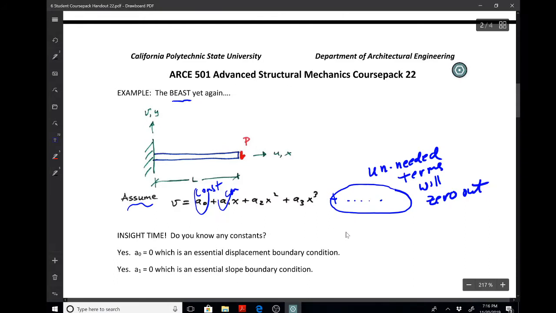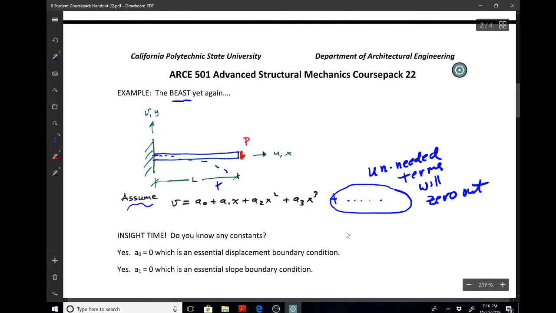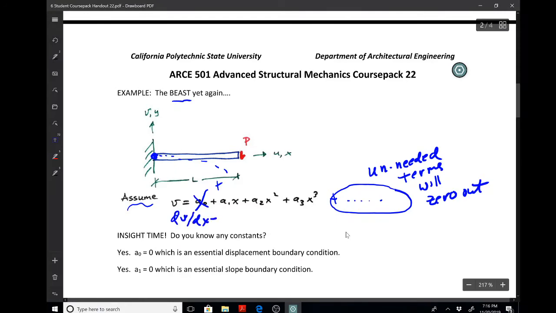In this example here, I gave you 4 constants. Do you know any of them? I think the answer is yes. As the beam deforms, we have to have a 0 displacement here, which means that a0 has to be 0, because at x equals 0, we cannot have a non-zero v. And then dv/dx is the slope. At x equals 0, the slope cannot be a1 when we differentiate that, so that's out too.